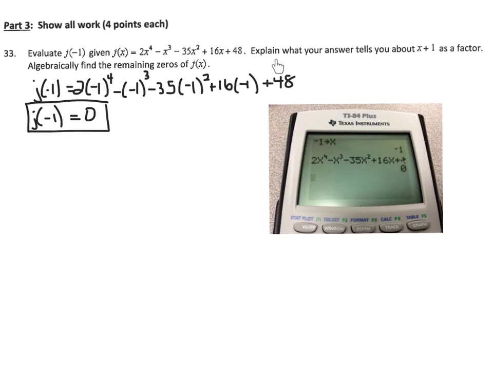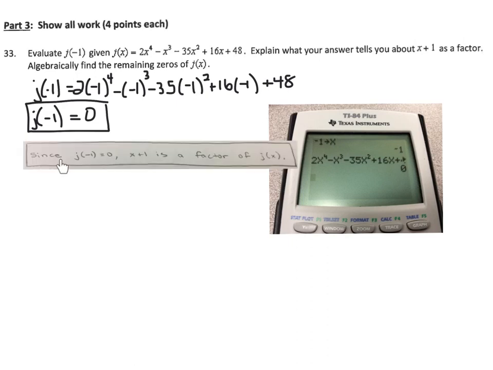Okay, then they want to know, explain what your answer tells you about x plus 1 as a factor. Well, if x equals -1 is a 0, then what that means is that x plus 1 is a factor. Okay, so just put that in words. Since j of -1 equals 0, x plus 1 is a factor of j of x.